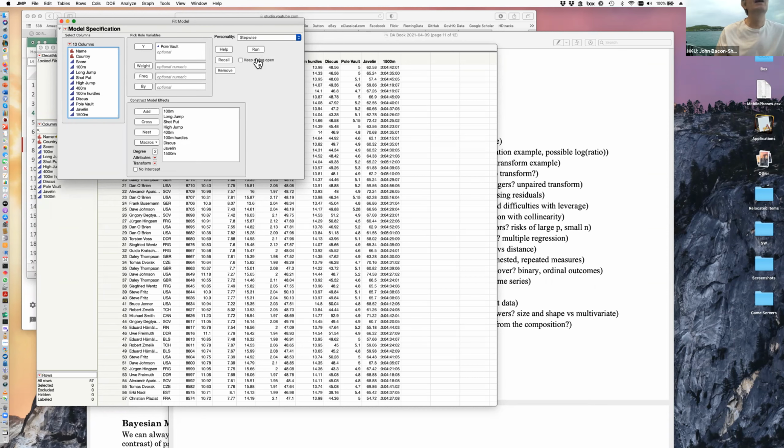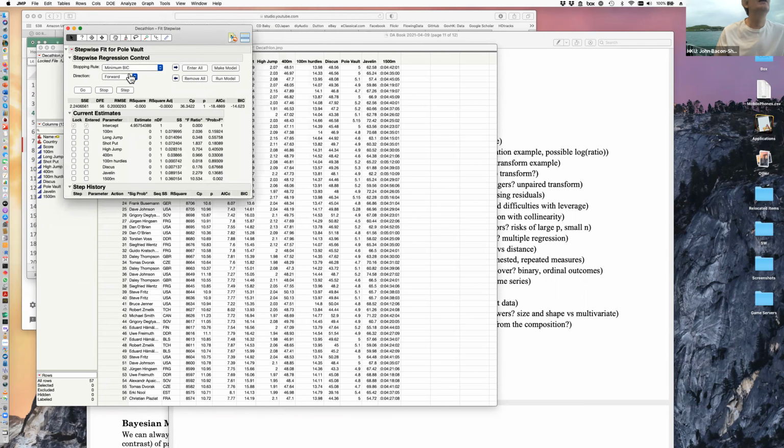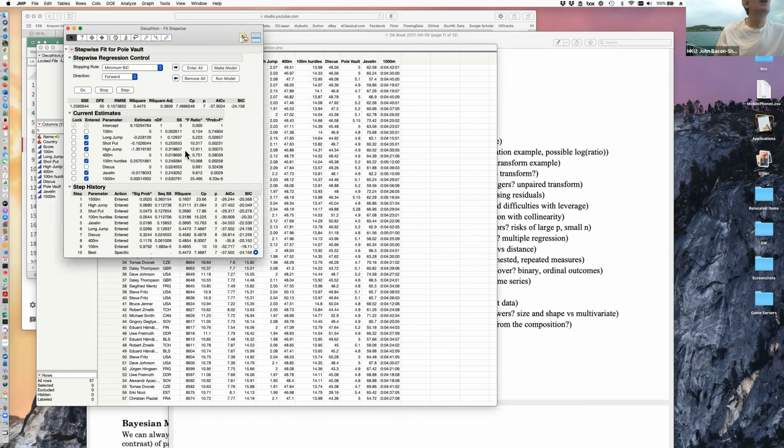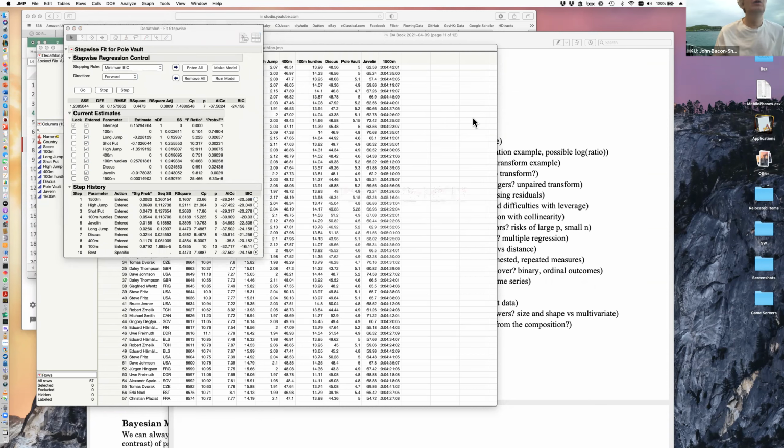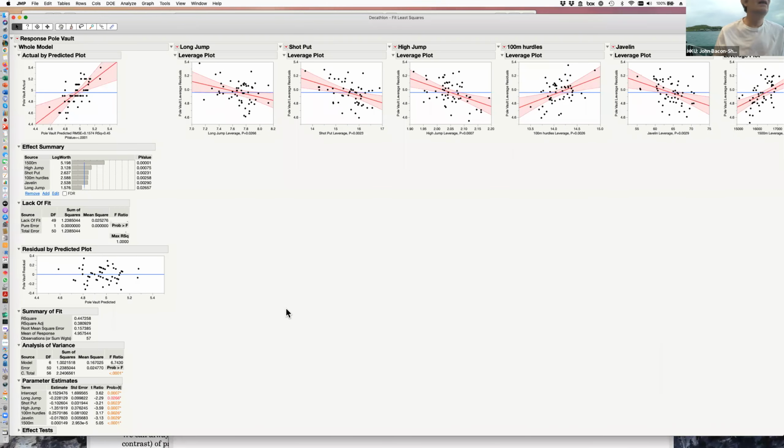So again, let's do stepwise just to give us a quick idea. See what shows. So again, we have to be a little bit careful because of this issue of switching between distance and time. So pole vault, long jump, shot put, javelin are all distance, right? 100-meter hurdles and 1,500 meters are time.